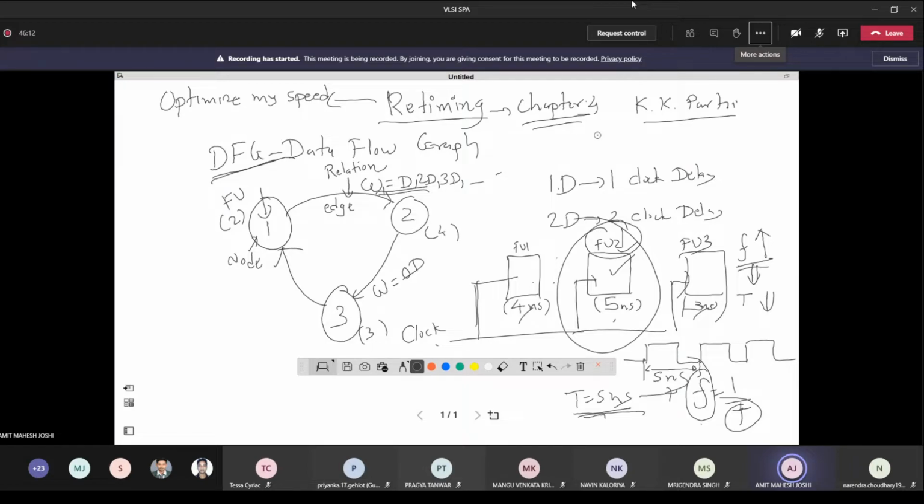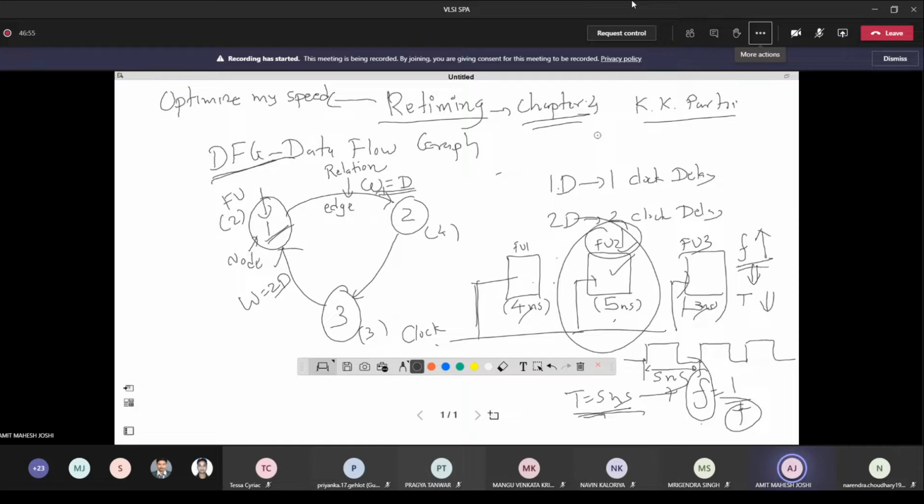Now let's take a specific example. This particular block is having a W delay, and this particular block is having no delay. Okay, and this particular block, let's consider, has 2D. Now what do I mean by D? Number of clocks. That means once node 1 executes, then after 1 clock, the data will go to node 2.